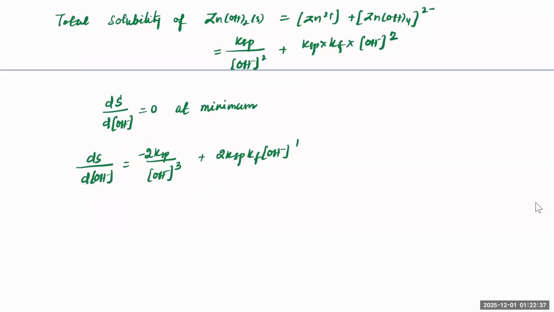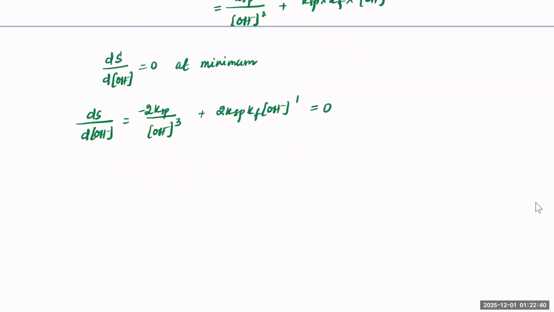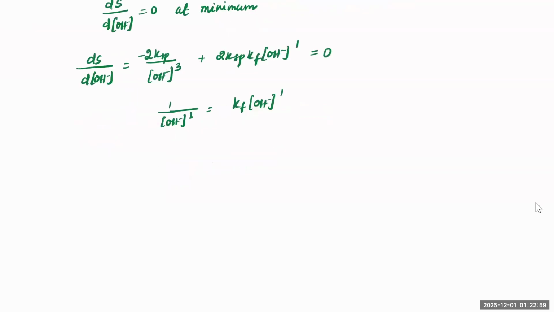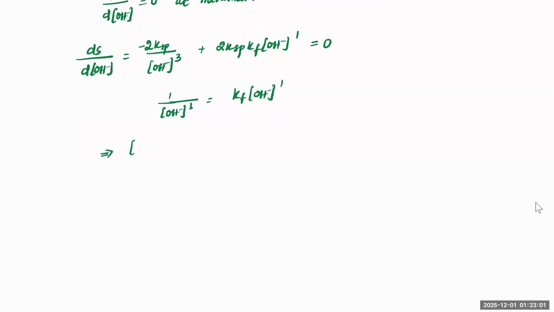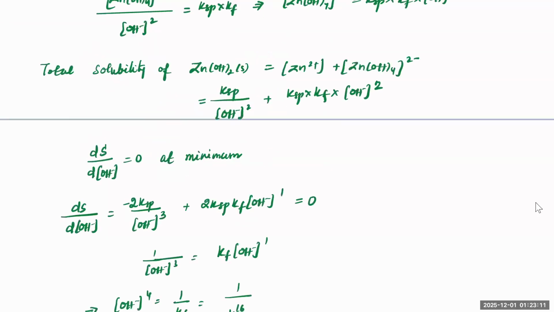So differentiate that and equate it to 0, because at minima value, first differentiation will be equal to 0. As you equate, Ksp will get cancelled, 2 will get cancelled. So what do we have here? 1 by OH minus whole cube is equal to Kf into OH minus whole raised to power of 1. Which implies OH minus whole raised to power of 4 is equal to 1 by Kf. And the Kf value is given as 10 raised to power of 16, right?